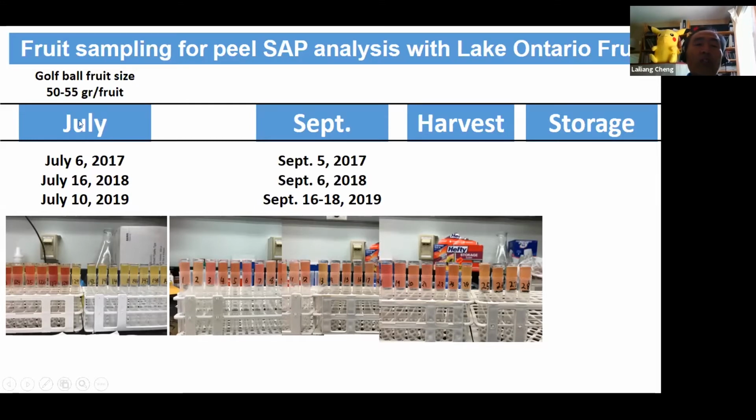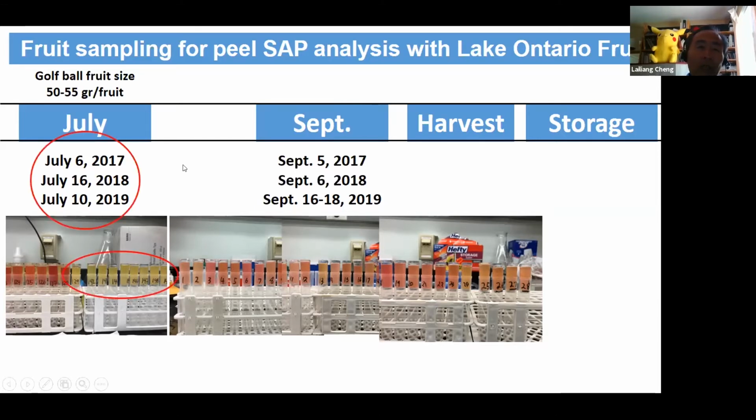We took fruit samples in early July, typically the first week or the second week in July when the fruits were about golf ball size, which corresponds to 50 to 55 gram size fruit. We also took fruit samples at about 1 week before fruit harvest. And then we harvested the fruit. Actually, Mario and Scott harvested the fruits and then evaluated bitter pit incidence and then put the fruits into cold storage and then did another round of evaluation.